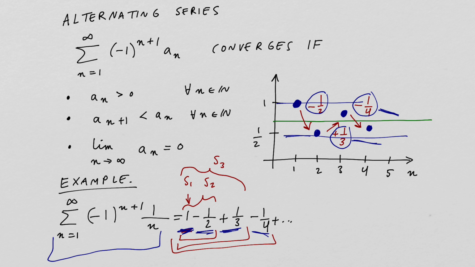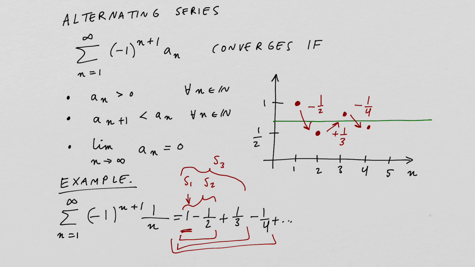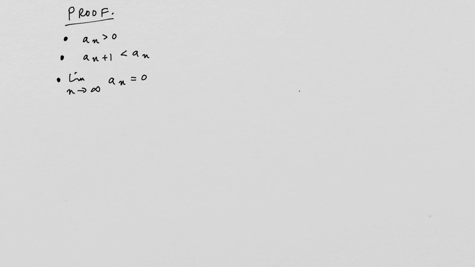So it seems that the sequence of partial sums will oscillate, and the oscillation will get smaller and smaller. Because of this phenomenon, the series will have a limit, a sum. But how can we show our idea by calculating? The first partial sum is just the first term. The second partial sum is the first term minus the second term.